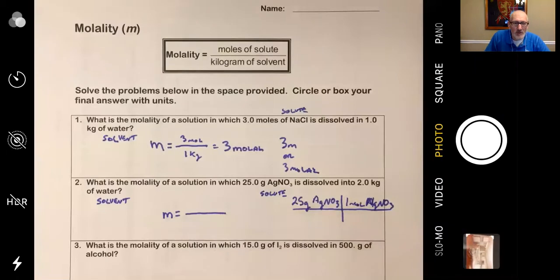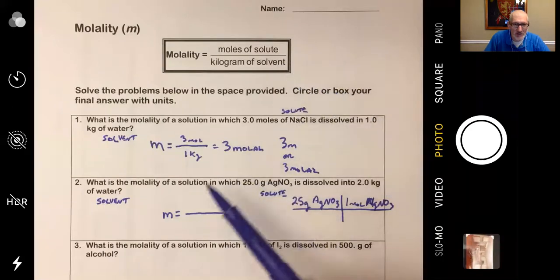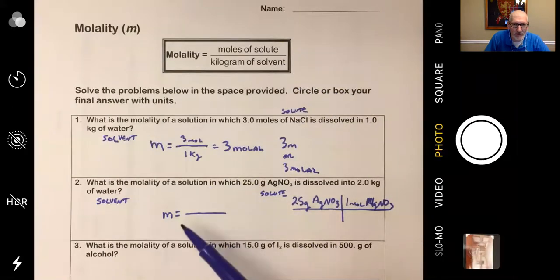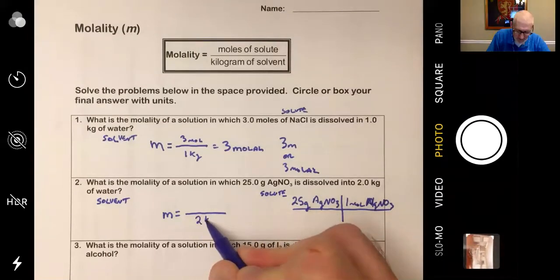Stella, what would we put in the bottom of this molality calculation if I have to put kilograms of solvent? What should I put down here? 2 kilograms of water. Perfect. And so literally just go with 2 kilograms.